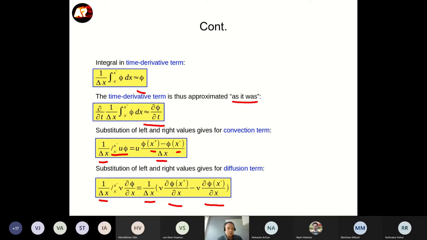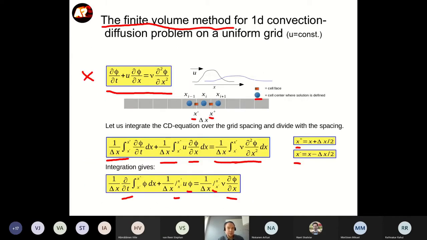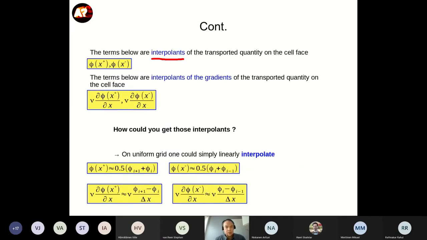And now the question is how do we define these numbers? And the answer is that we need to interpolate. We need to interpolate the quantity to the cell face. You remember that we assume those blue points are the solution points. That's where we know the solution from the previous time step, as in the MATLAB code as well. We assume that we know the solution in these blue points, and we want to find the solution in those brown cell faces. We need to interpolate the solution in these points, and we need to interpolate the gradients in those points as well.